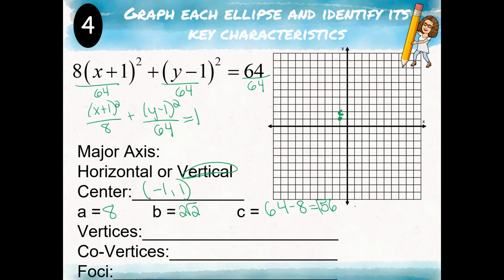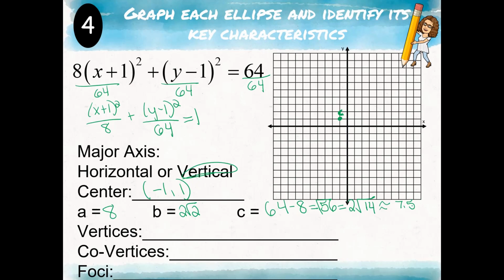Square root of that. Does 56 have a perfect square in it? Ooh, I think it does. I think there's a 4. Let me check on my calculator. Oh, yes. So I know the square root of 56 is 2 square roots of 14 simplified. As a decimal equivalent, 56 is between 49 and 64. So I'm going to guess the square root of 56 is probably close to 7.5 for a decimal equivalent.